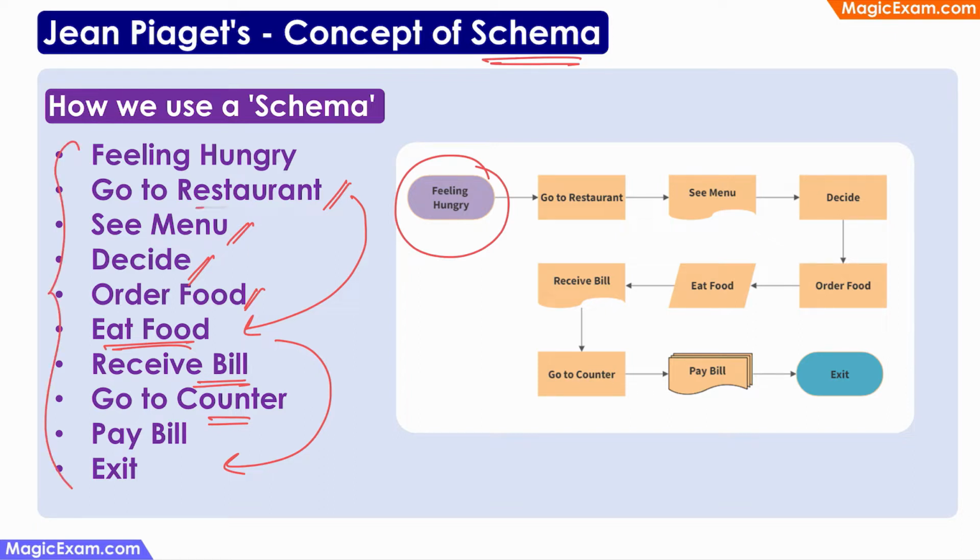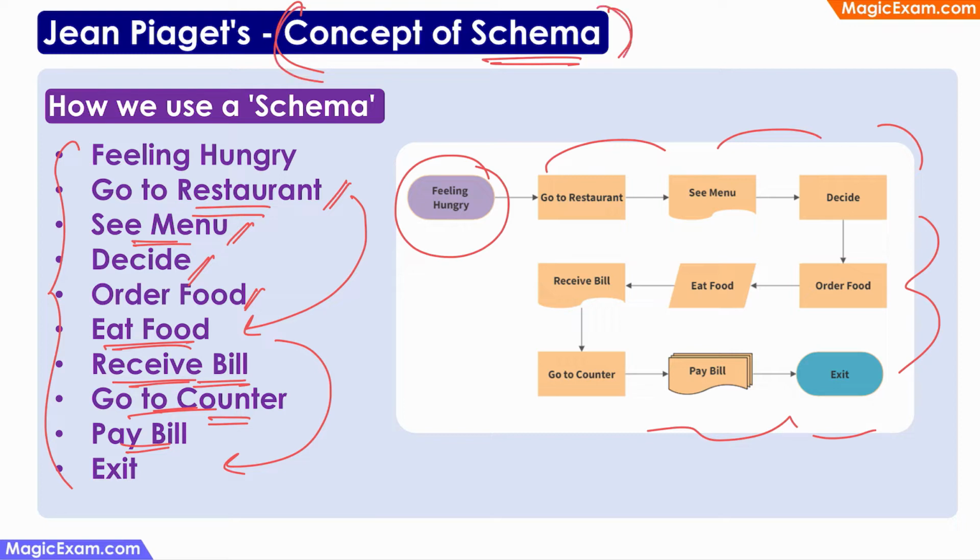Maybe somebody took me to a restaurant when I was a kid and I saw people looking at the menu and ordering food. I must have seen my parents receiving the bill, going to the counter and paying the bill. So all these bits and pieces of information that I have assimilated or acquired over a long period of time, I have stored all this information in the form of a schema. So the next time I feel hungry and I see a restaurant, I know what all the steps are that I need to follow. So this is how the concept of schema is used in our day-to-day life.